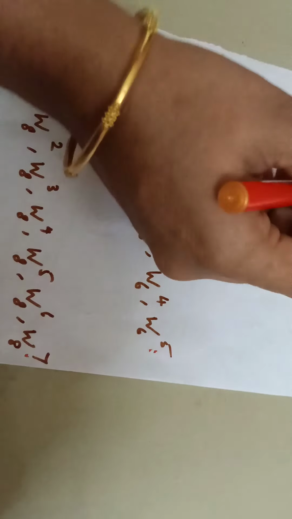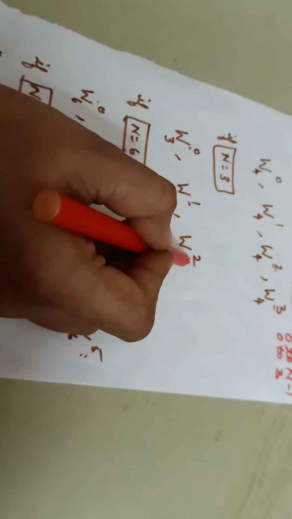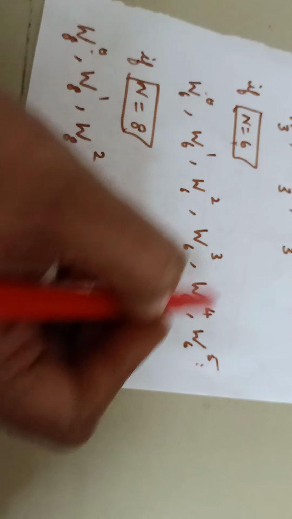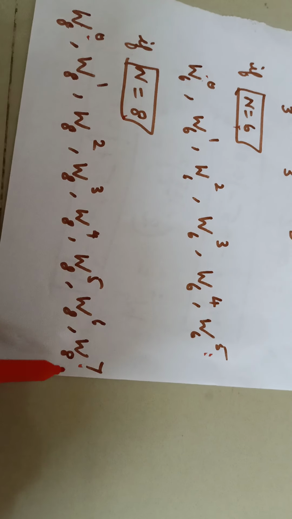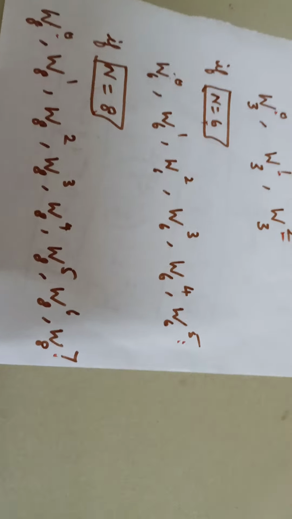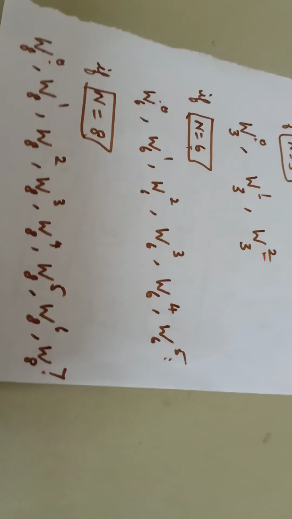When N equal to 3, W3 power 0, 1, 2. N equal to 6, W6 power 0 to 5. N equal to 8, 0 to 7. Right? So this is how we will write the twiddle factor terms. N equal to 3 means W3, 6 means W6 power, and N equal to 8 means W8 power.